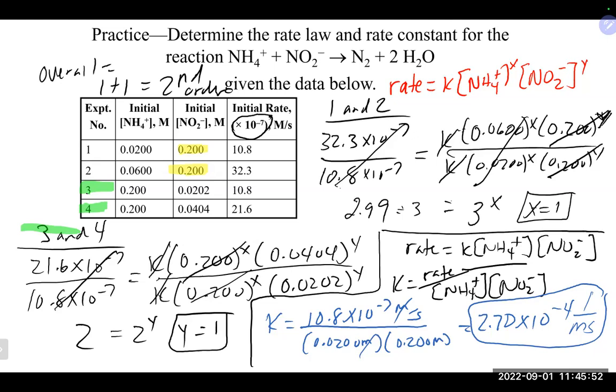Okay. So clearly you need to be able to do this and calculate all those things: the actual orders for each of the reactants, the value of the rate constant, and figuring out the overall order for a particular reaction. Any questions on any of that there?